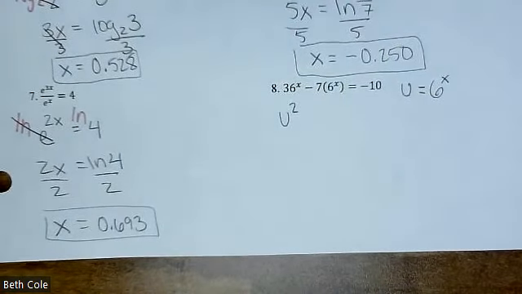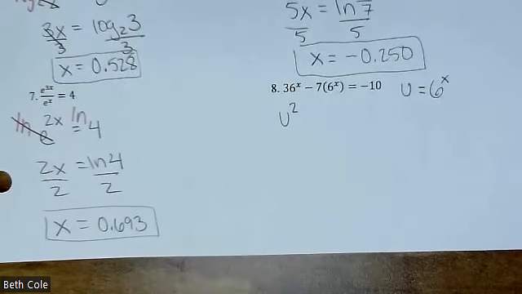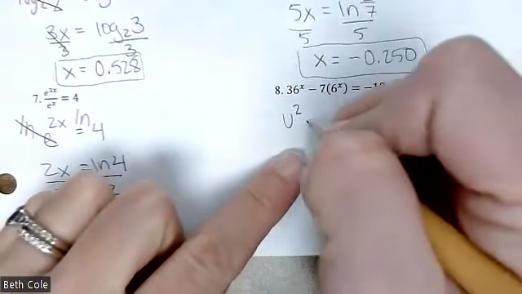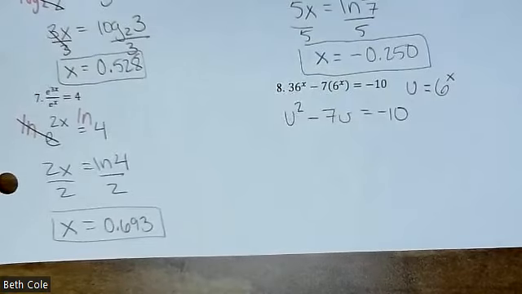But why does it make sense that it's 6? Perfect. 6 times 6, 6 squared is 36. Did you come with me on that? Okay. And then it would be minus 7u equals negative 10. And then that is really similar to problem number 2. What do we do next?